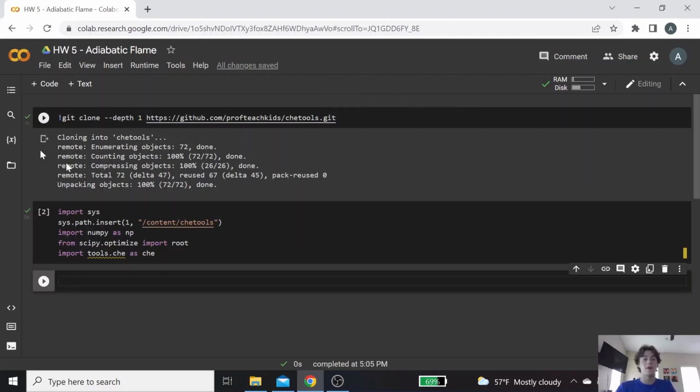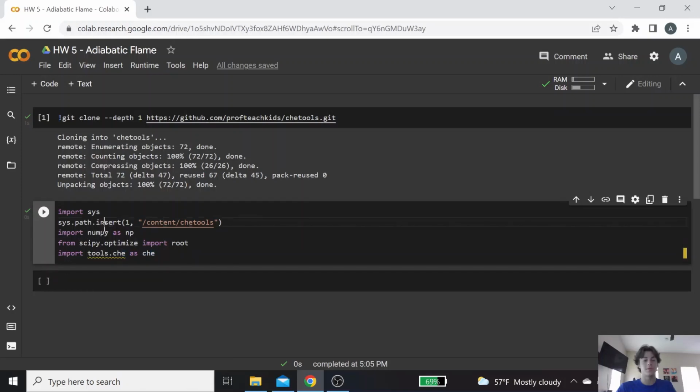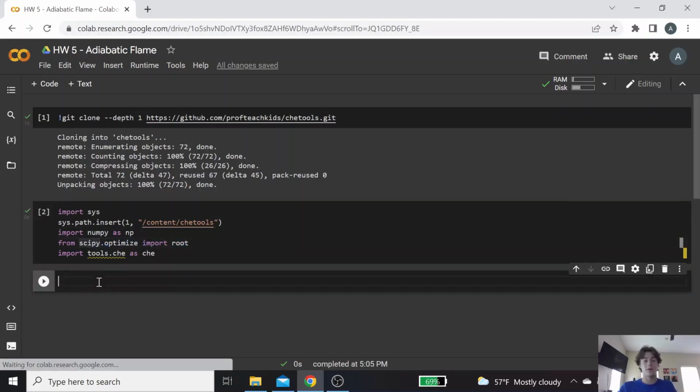So what I have here, I've imported CHE tools, and I've set it to the first path so we can use it. I've also imported NumPy because we'll use a lot of NumPy arrays in this code and a few other NumPy functions. And I've also imported SciPy root, which we'll use to find the temperature in the last part of this video series. So what I'm going to start with is the composition of our fuel.